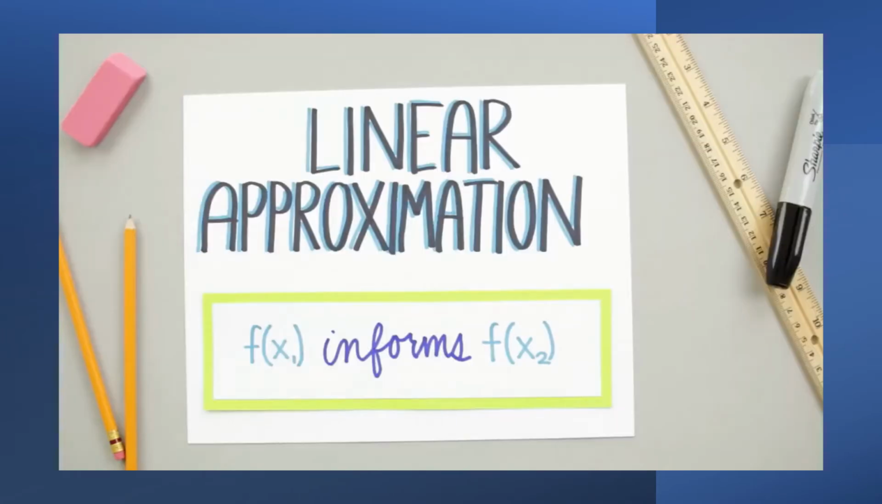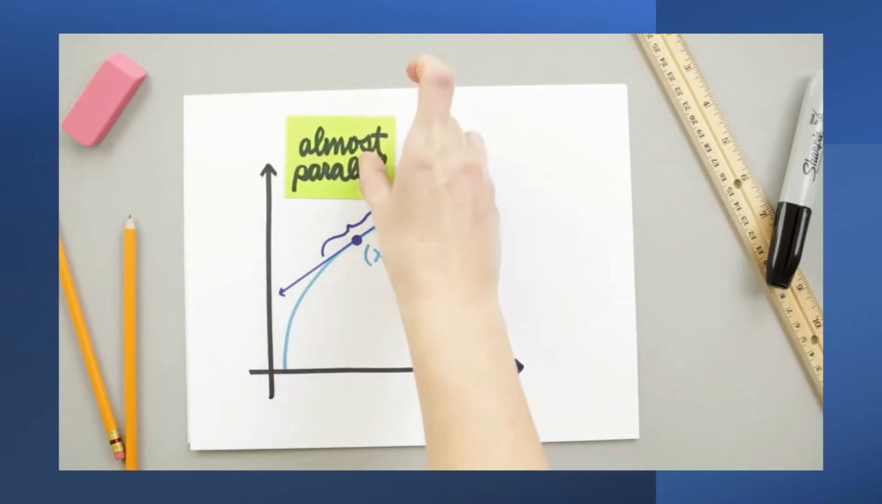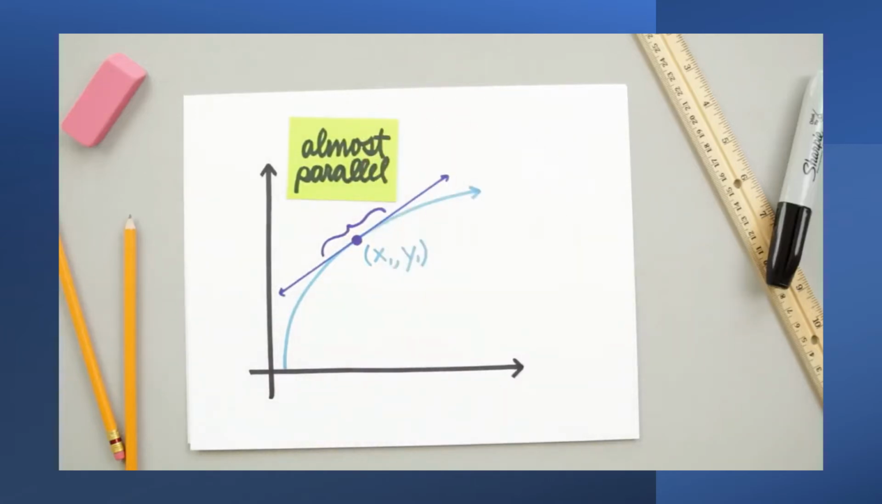Basically, we're using the fact that at a given point on a function, let's call it x1, y1, the tangent line at that point runs really close to parallel to the graph of the function for x values that are close to x1. This is really useful in cases where the function we're dealing with is especially complicated, and finding the y value of a given x value proves to be a difficult process.